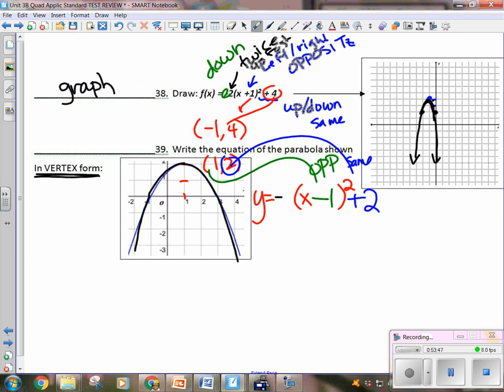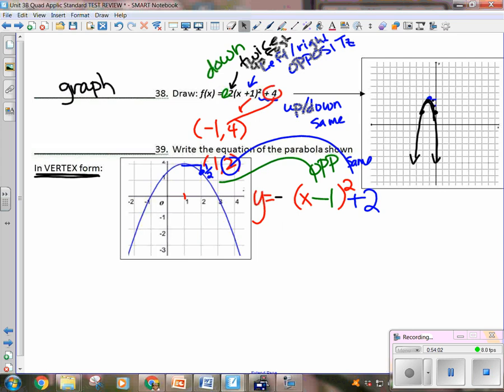So if it turns down, it needs a negative out front. Then I'm going to check and see if it goes down faster or slower than normal. Remember, it's supposed to go over 1 and down 1. So this is going to go over 1 and only down... oops, it doesn't even go down 1. Looks like it only goes down about halfway.